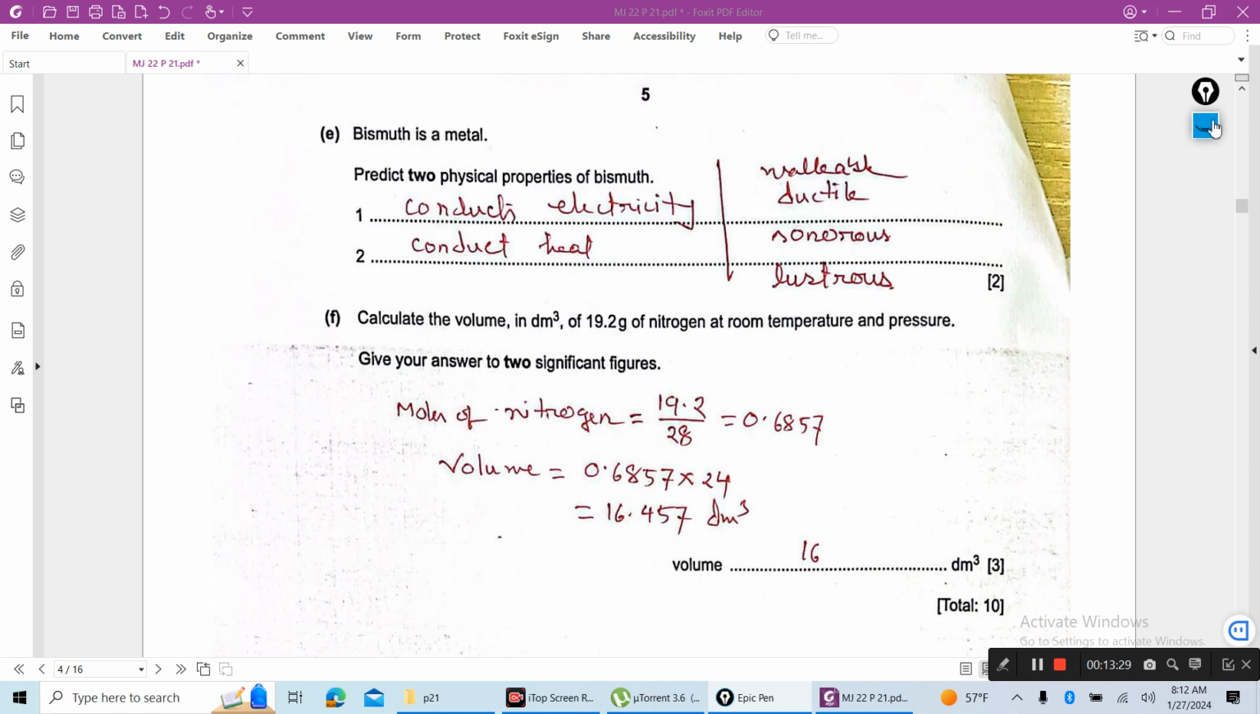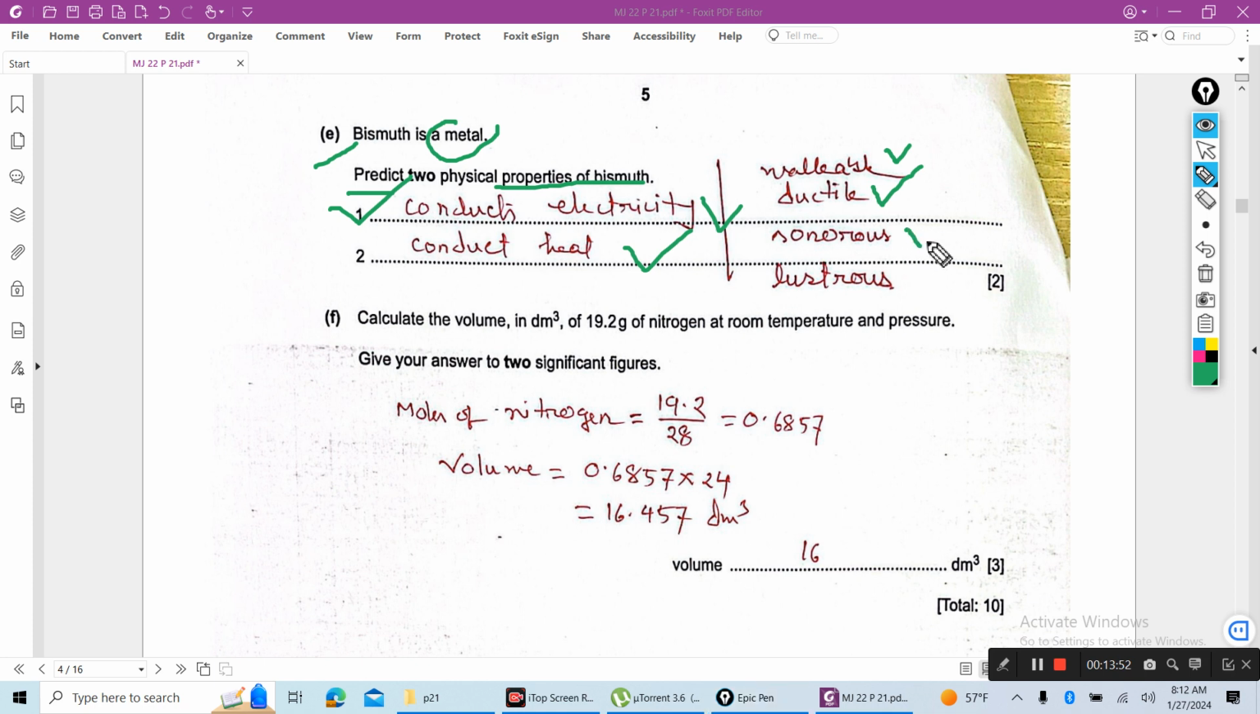Number E, bismuth is a metal. Predict 2 physical properties of bismuth. Physical properties: number 1, conducts electricity; conducts heat. Or you can write malleable, ductile, sonorous, lustrous. Sonorous means makes sound, lustrous means shiny.